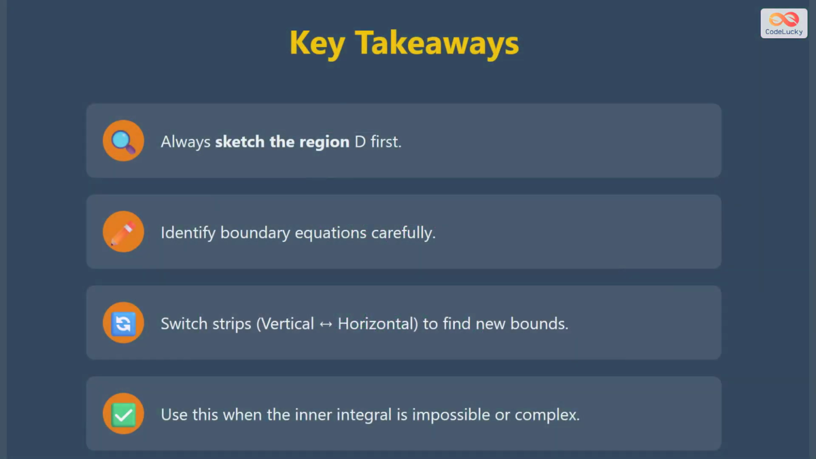To wrap up, remember these key points. Always sketch your region first. Carefully label your boundary equations. Then, switch the orientation of your representative strip to find the new limits. This technique is a powerful tool for solving difficult double integrals.